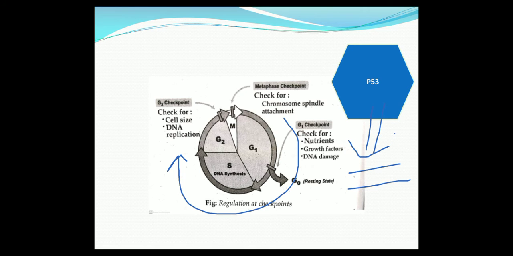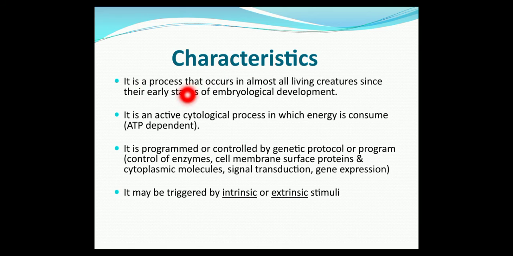Okay guys, now let's move on and see the characteristics. It is a process that occurs in almost all living creatures since the early stages of embryological development. The example is the human finger in the embryological condition, the duck-like finger, where cell disintegration takes place. It is an active cytological process in which energy is consumed, meaning it is ATP dependent. It needs the activation of lots of proteins and enzymes, and finally the cell dies. It is programmed, controlled by genetic programs: enzymes, cell membrane surface proteins, cytoplasmic molecules, signal transduction, gene expression. It may be triggered by intrinsic and extrinsic stimuli. Intrinsic means the stimulus is received from within the cell, and extrinsic means the stimulus is received from outside, from other cells.